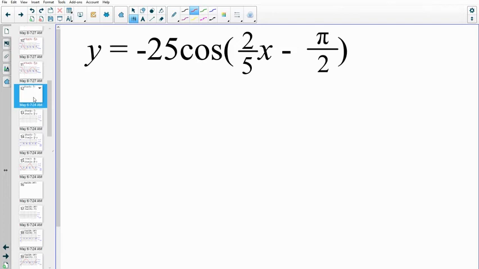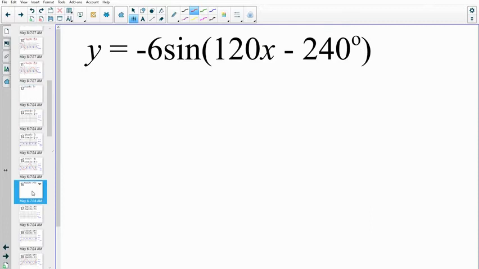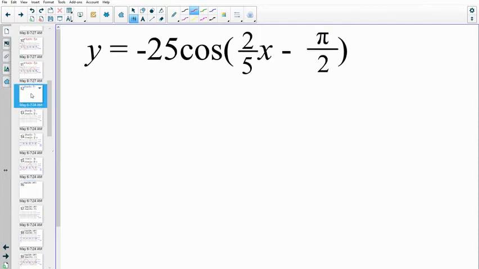But let's move on. Ooh, got another cosine. Okay, the next one's a sine graph. But I do have another cosine for us to do right now. And this one is not in factored form. So I've got work to do before I can look at this. The phase shift is not going to be pi over 2. Do not be fooled by that. This is not in factored form.